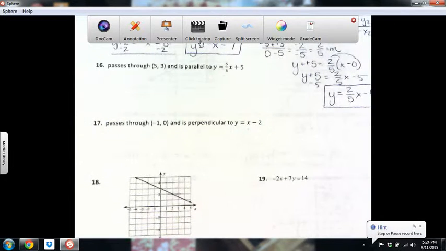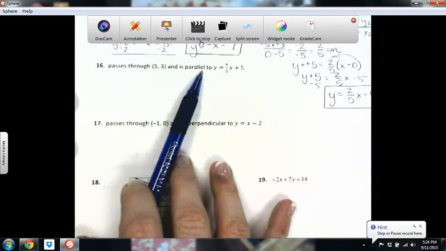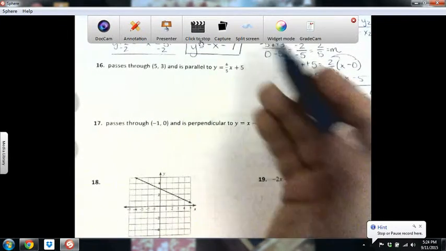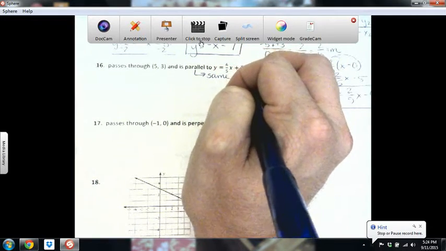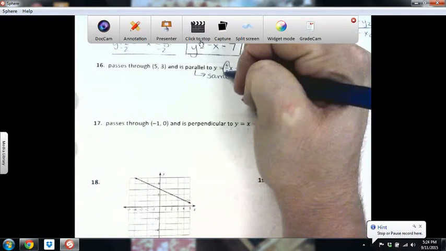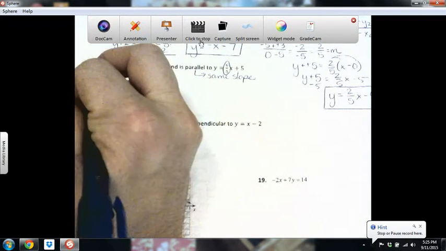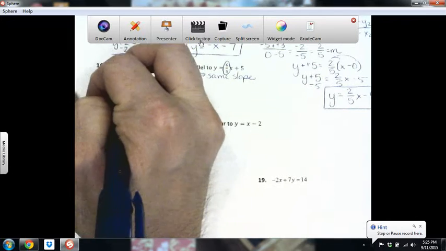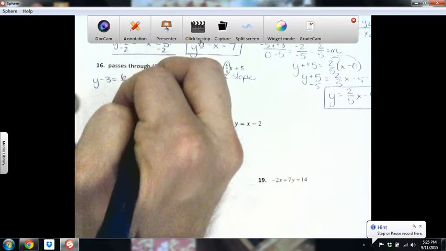Questions 16 and 17 still want me to write the equation of a line in slope-intercept form. Now it's telling me one point that it passes through, and they want the line to be parallel to this line. I need to know that parallel lines have the same slope. So in this case, my slope is going to be 6/5, and I'm still going to use point slope form. So I'm going to write this as y minus 3 equals 6/5 times the quantity x minus 5.